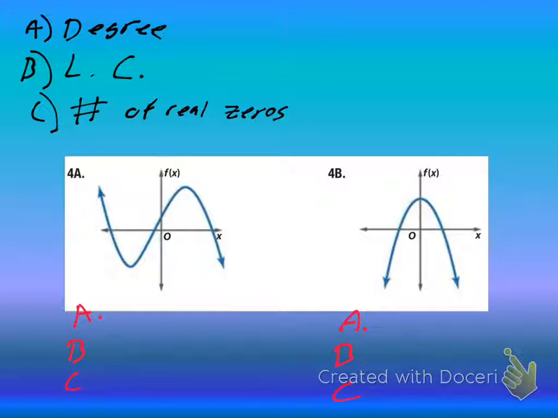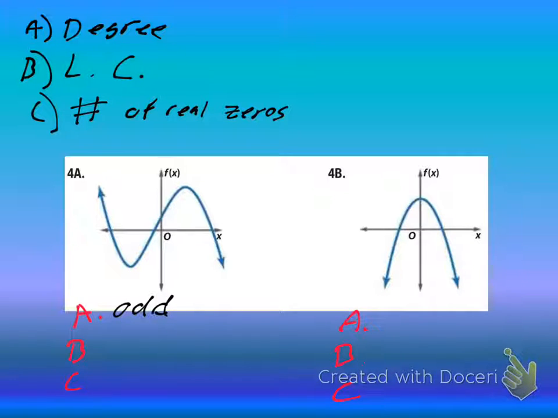Evens point in the same direction, odds point in opposite directions. So 4A's degree is going to be odd. Opposite directions means odd degree.